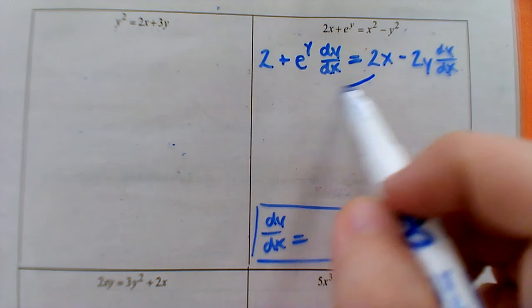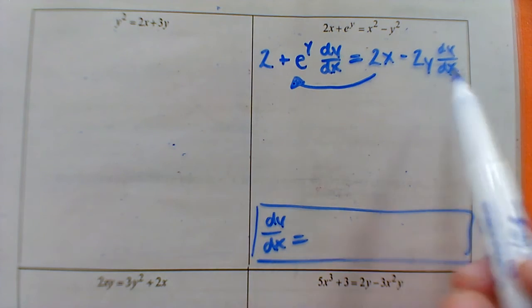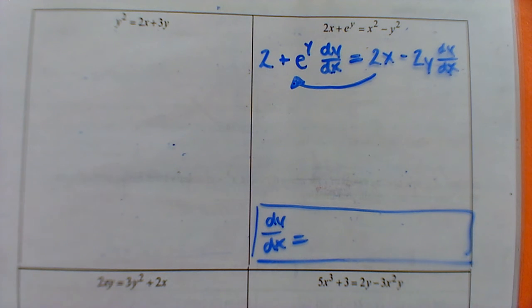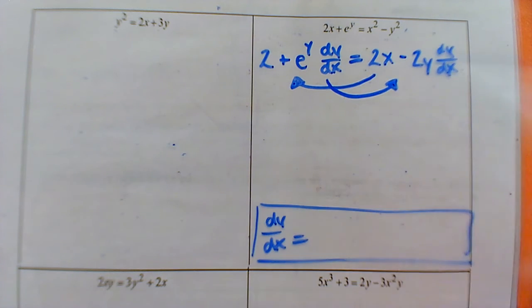I think that's what we did yesterday. We're going to move this one over here. It doesn't matter how you move them. If you want to get all the derivatives on the right, go for it. If you want to get all the derivatives on the left, go for it. Doesn't matter. You just have to separate them somehow. So Dan chose this way.